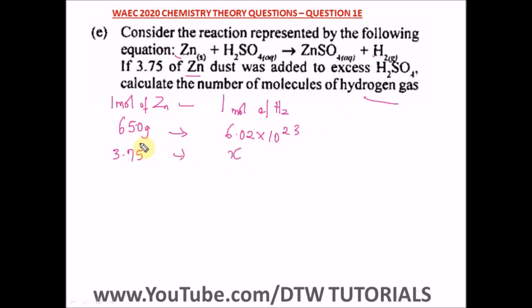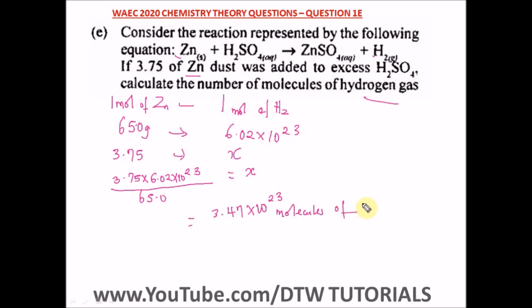If you cross multiply, you have 3.75 times 6.02 times 10 raised to the power 23, all over 65.0, because X is standing on its own. When you punch your calculator, you get 3.47 times 10 raised to the power 23. So the answer to this is 3.47 times 10 raised to the power 23 molecules of hydrogen gas.